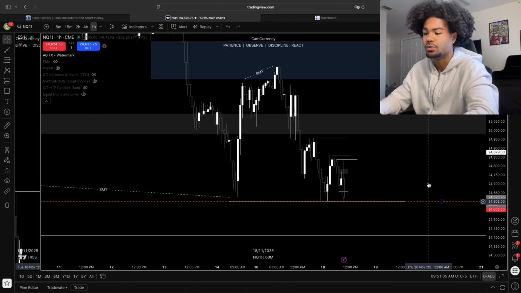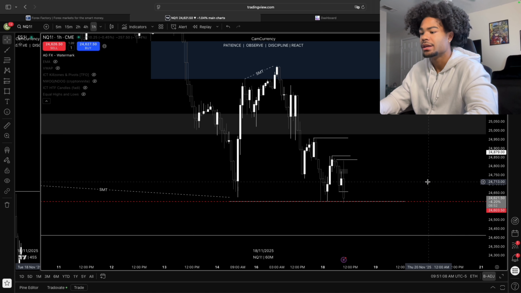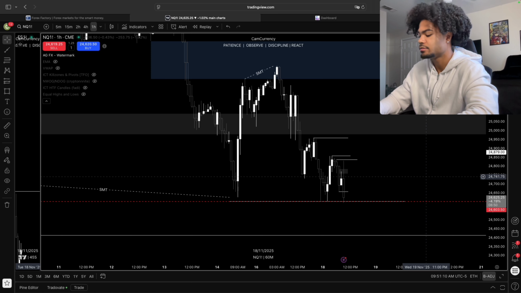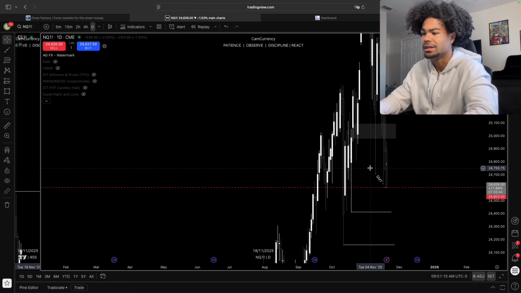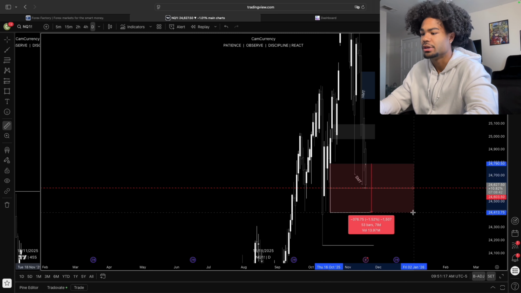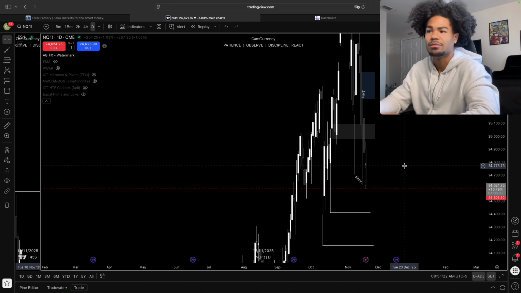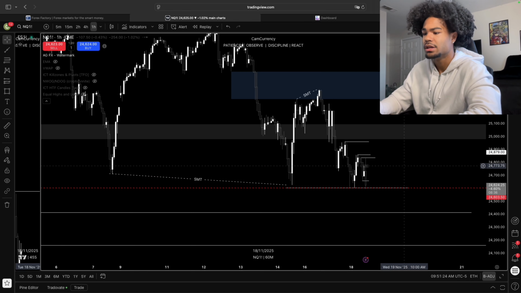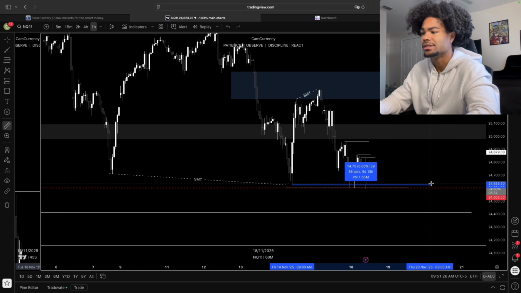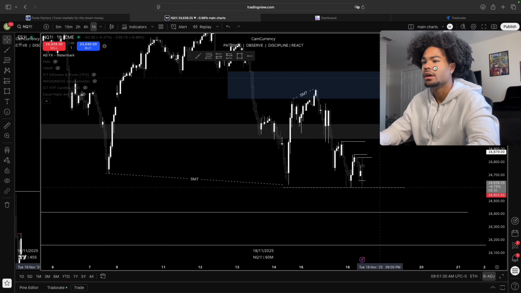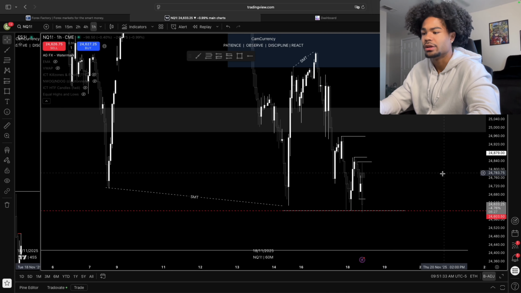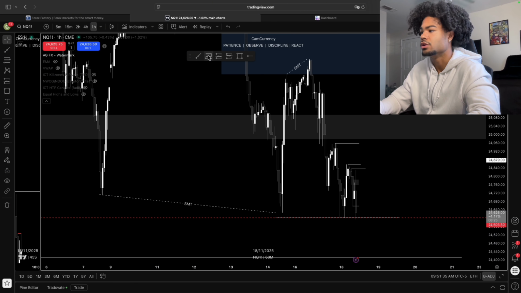Now, you might ask, what is this red dotted line? This red dotted line aligns with the consequent encroachment of the 4 hour or the daily wick. Consequent encroachment of this daily wick that we had already previously just about rejected. We were pretty close to it, give or take a couple ticks, but we were already reacting around there. So that was my main DOL, especially because of its alignment with the consequent encroachment of the higher time frame as well. So this is my main draw on liquidity, and obviously I want to see a continuation through these lows and beyond.